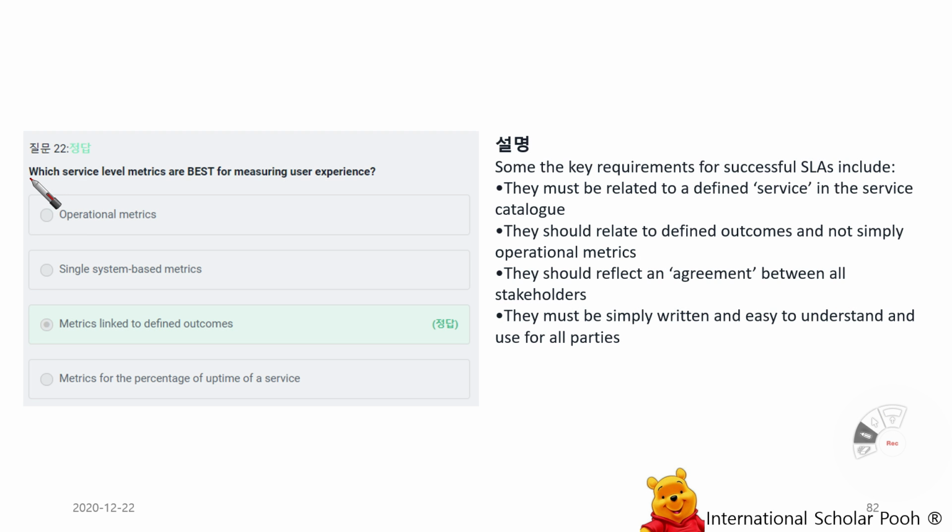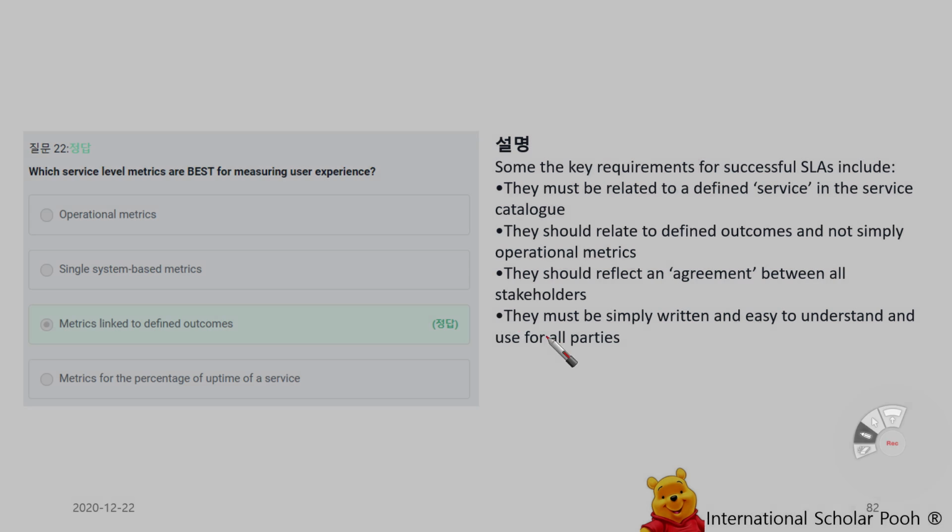Which service level metric is best for measuring user experience? Metrics linked to defined outcomes. Some of the key requirements for a successful SLA include that they must be related to a defined service in the service catalog. They should be related to defined outcomes and not simply operational metrics. They should reflect an agreement between all stakeholders. They must be simply written and easy for all the parties to understand and use.